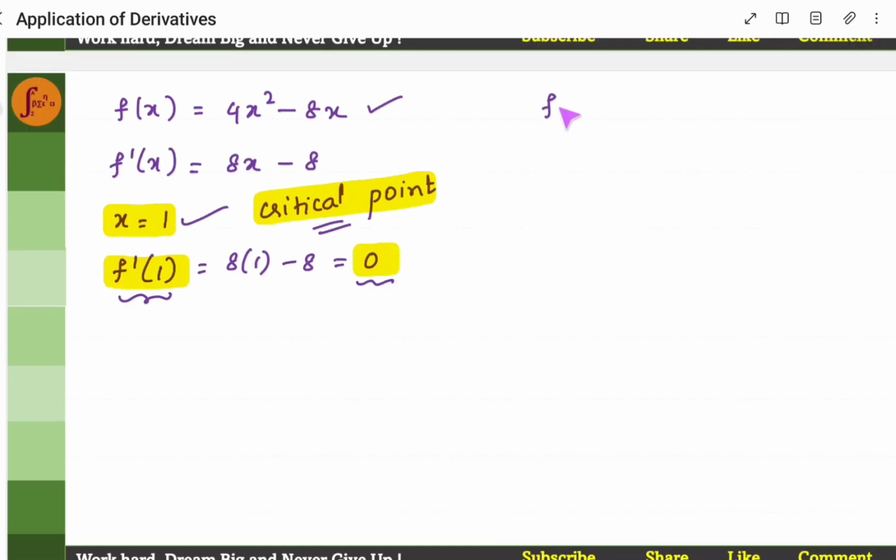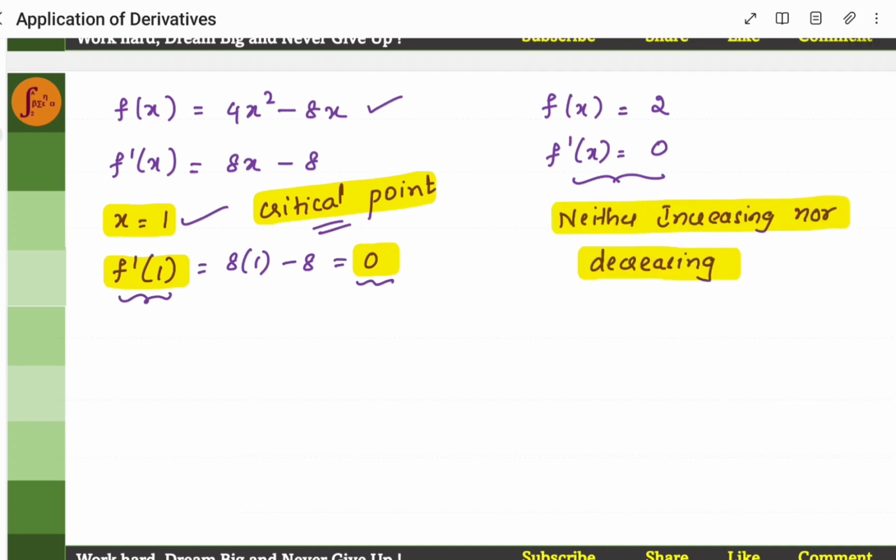Now let's take another example. Say f of x is equal to 2. Simple function. If I take the derivative of this function, what will it be? It will be 0. The derivative of a number is 0. What will I call this function? Neither increasing nor decreasing. Now what is the difference between this and this? In this function, based on the values of x, the function can be either increasing or decreasing, and at some value of x the derivative is going to be 0. In this function, irrespective of the value of x, the derivative of the function is 0. So this becomes neither increasing nor decreasing.